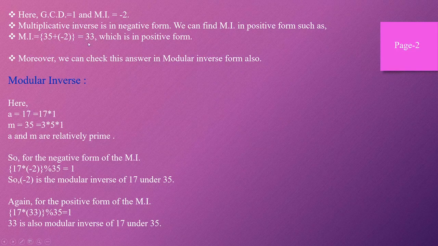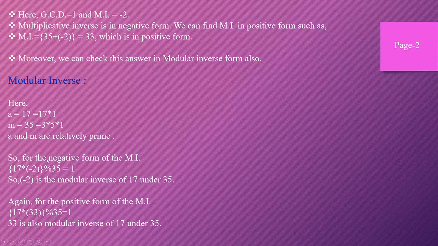We can also find this result using the modular inverse method. Both methods' answers are the same but by a different rule. Here a is equal to 17, m is equal to 35. We can see that a and m are relatively prime because we can divide both of them only by 1.